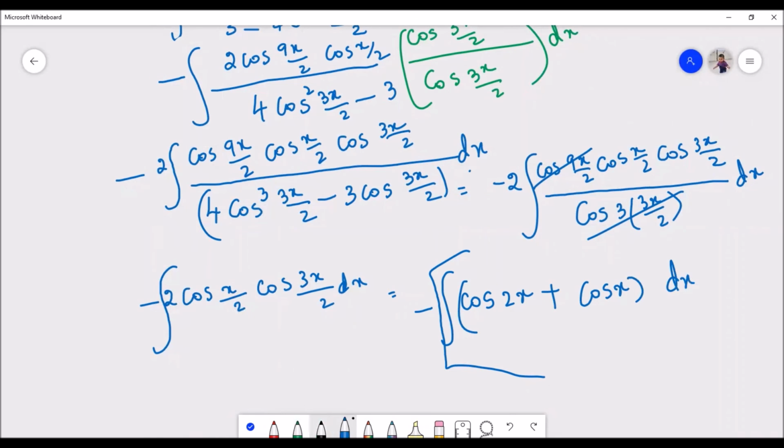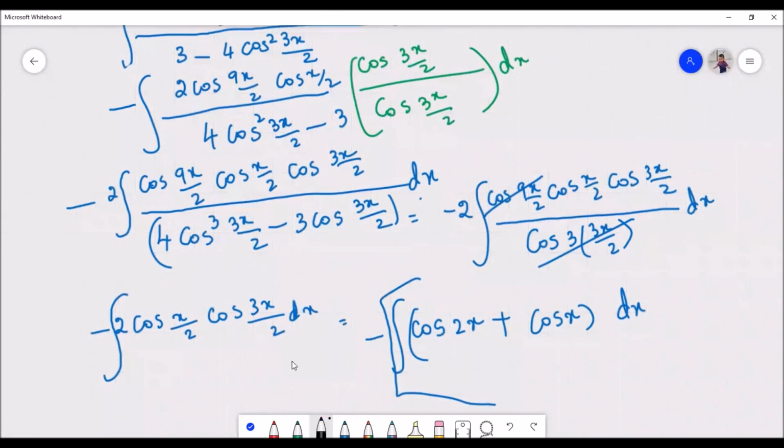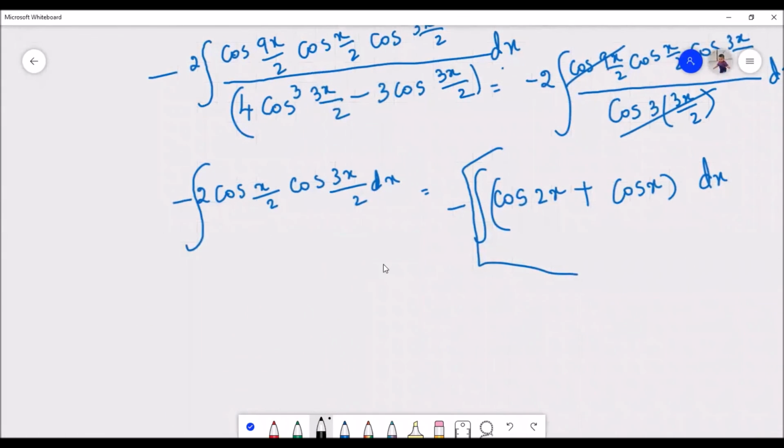Now we got almost the answer. Only the integration we need now here is integration of cos 2x plus integration of cos x dx, which is a simple one. So I'm going to do integration directly now, which equals negative sign is there here, integration of cos 2x is sin 2x by 2, and integration of cos x, negative sign is outside, remember, is sin x, plus c. So this is our final answer.